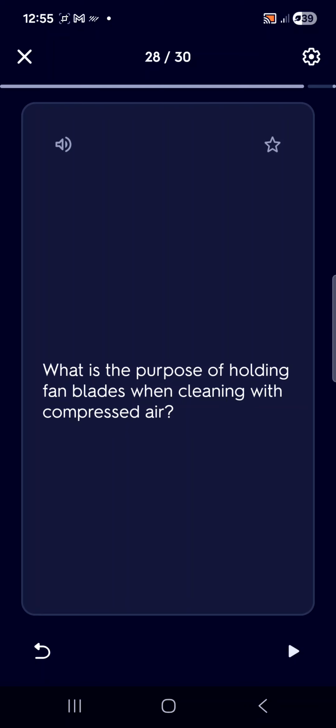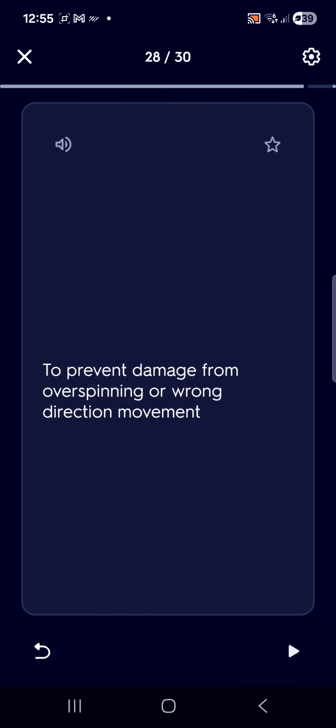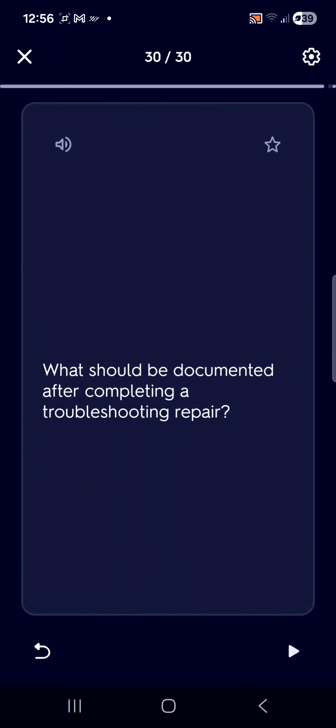What is the purpose of holding fan blades when cleaning with compressed air? To prevent damage from overspinning or wrong direction movement. How can dust accumulation affect the computer's components? It can prevent airflow and reduce cooling of the components.